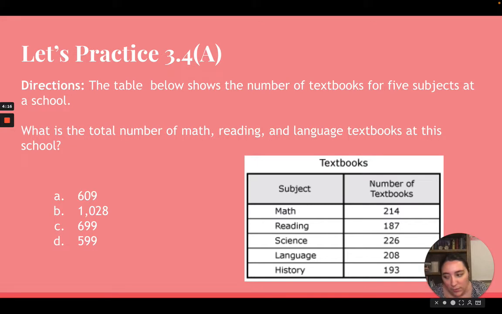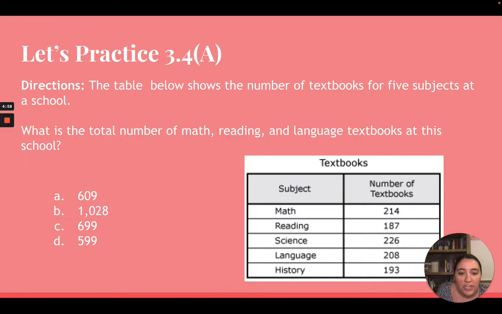With your pencil or pen, you're writing out. I'm looking for the total number of math textbooks, so I'm going to write M for math equals, let me look. I come over here to the subject, I see math. Go across to the right, number of textbooks, 214. So on my paper, I'm writing M equals 214. If you want to write it all the way out, math equals 214, that's fine. Next, it says we're looking at reading textbooks. I come down, boom, reading is the next one. I look at reading, 187 textbooks. So on my paper under math, I'm going to put R equals 187. And then it says, and language textbooks at this school.